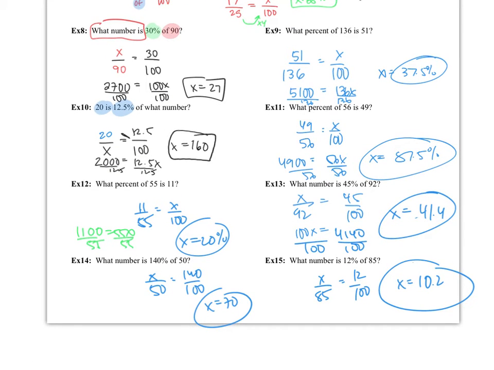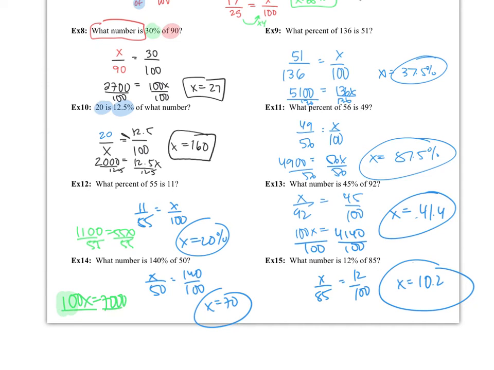On example 14, since it's asking for 140% of 50, I know that my answer should be bigger than 50, because it should be more than 100%. So that's important to know. So when I cross multiply, I'm going to get 100x, and when I cross multiply this way, I would get 100x equals 7,000.